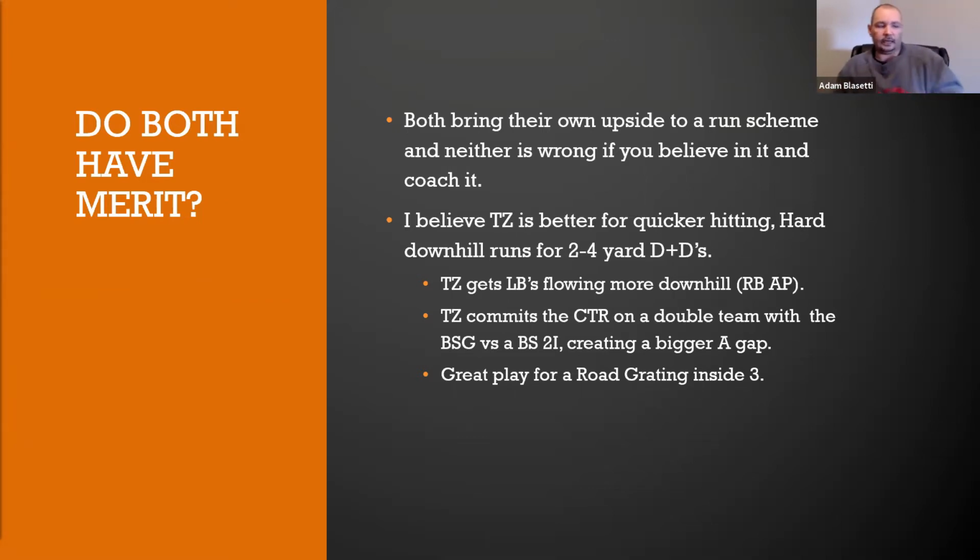Schematically, tight zone, as I briefly just talked about, commits the center on a double team versus a four down front. It commits him to the backside 2-eye, where we always want to double team the nose at the point of attack to create, again, vertical run lanes. That's another one of those reasons why tight zone hits quicker, because that double team on a nose guard is difficult to maintain for long periods. So that's another reason why it's got to hit a little bit quicker.